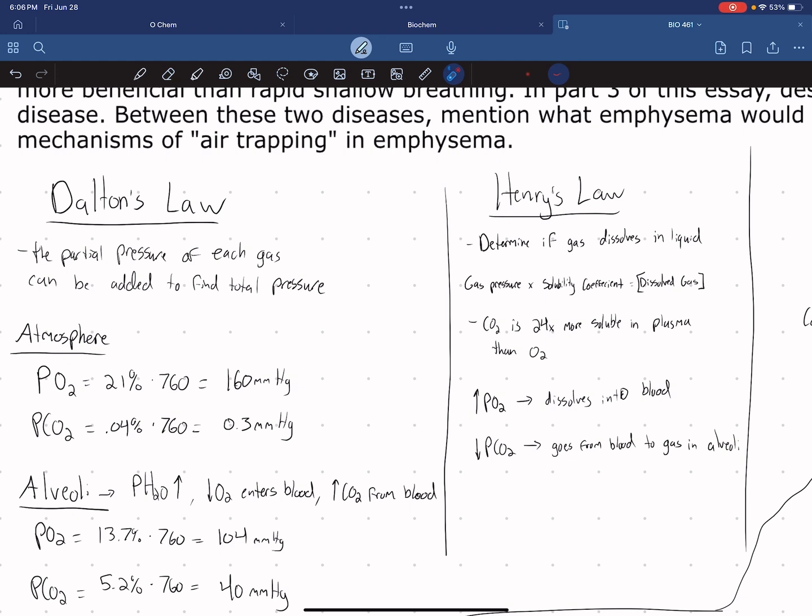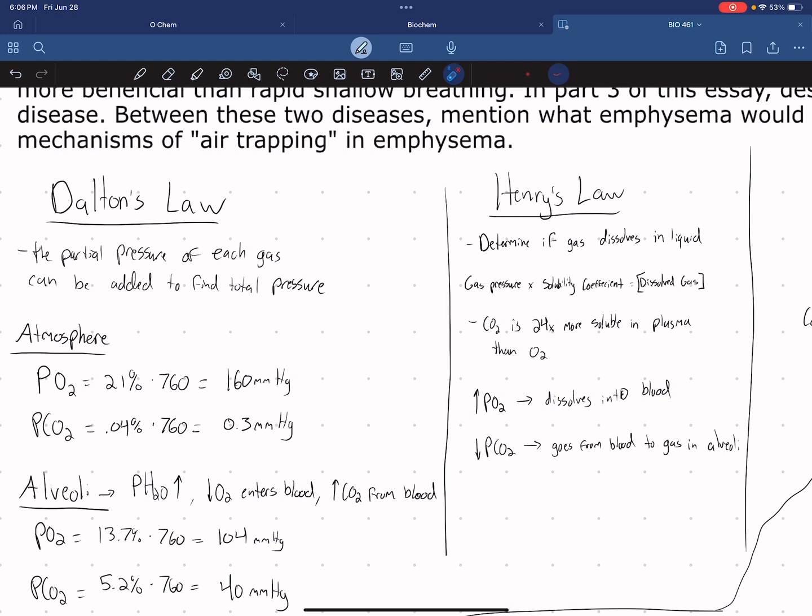So the next law that we'll talk about is Henry's law, which is what we use to determine if a gas dissolves in a liquid. So this is the equation that we're talking about here that is Henry's law. It says gas pressure times the solubility coefficient is equal to the concentration of the dissolved gas. So an interesting fact about carbon dioxide is that it is 24 times more soluble in plasma than oxygen. So this is kind of explaining what I was talking about before, that carbon dioxide is much more soluble, and so that will cause this big difference.